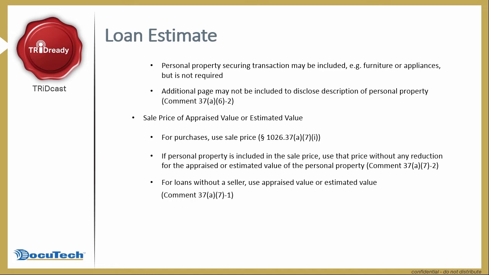For loans without a seller, then you would just use the appraised value or estimated value. But if those values are unknown, then a creditor can use the estimate provided by the borrower. The creditor can also use any appraisals or valuations that have been obtained prior to disclosure of the loan estimate. And if multiple appraisals or valuations have been obtained, the creditor can use any one of those amounts if they reasonably believe that one of those particular amounts might be used in underwriting.